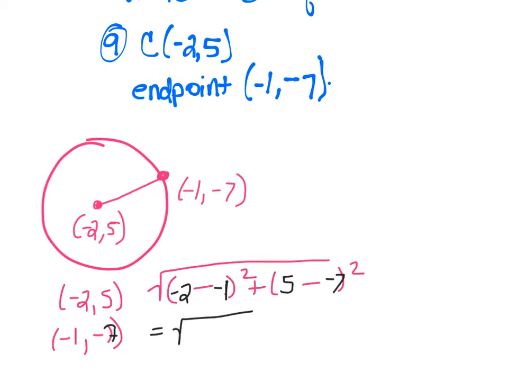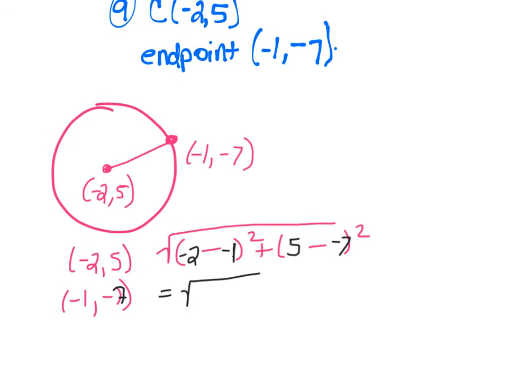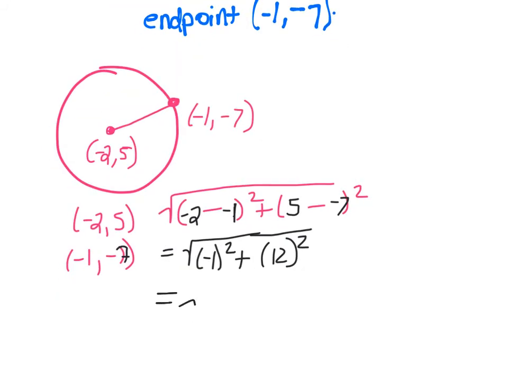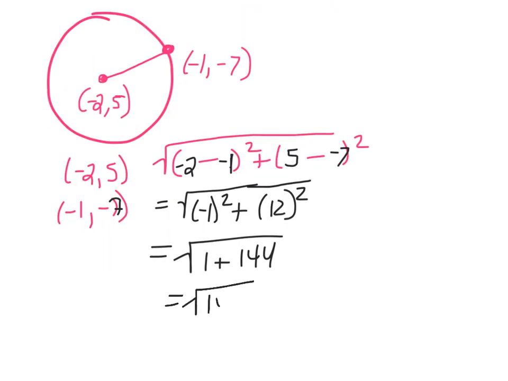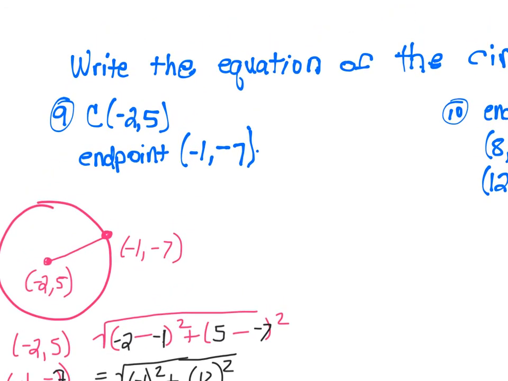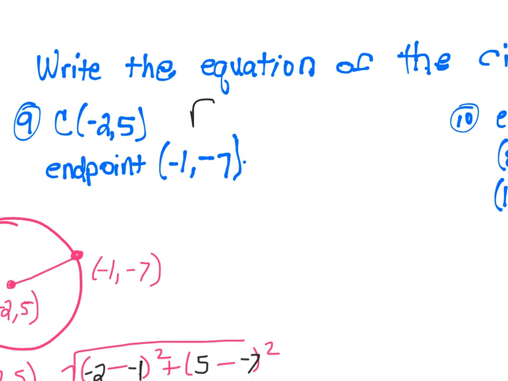So what is -2 minus -1? What's -2 plus 1? -1. I'm gonna square it. Plus, what's 5 minus a negative 7? So 5 plus 7 is 12. So -1 squared is 1, plus 12 squared is 144, and I get the square root of 145. So I'm going to just write here that my center is that, and my radius is the square root of 145.